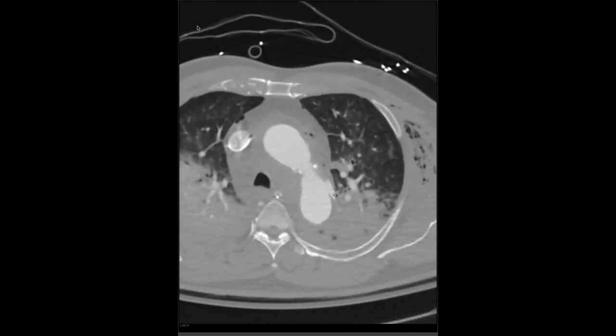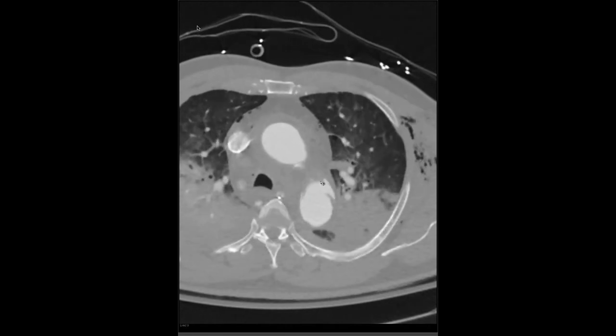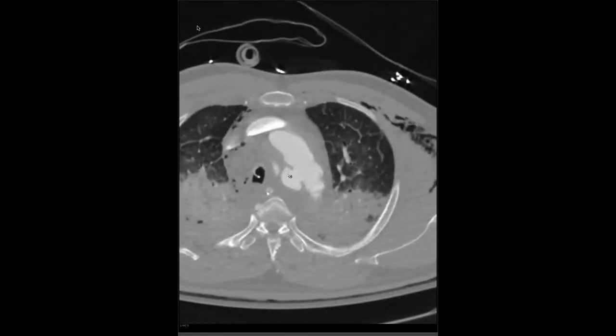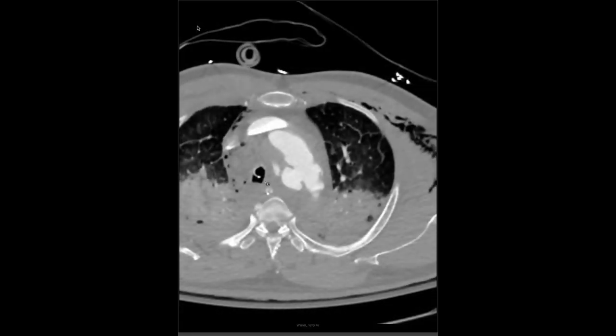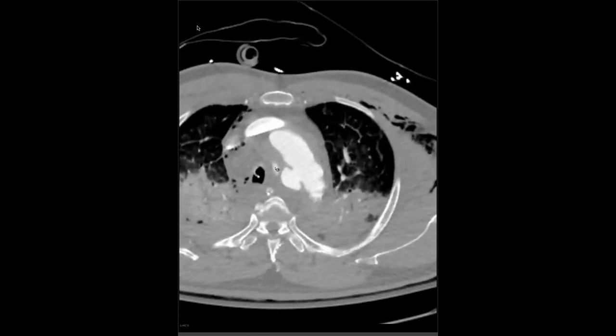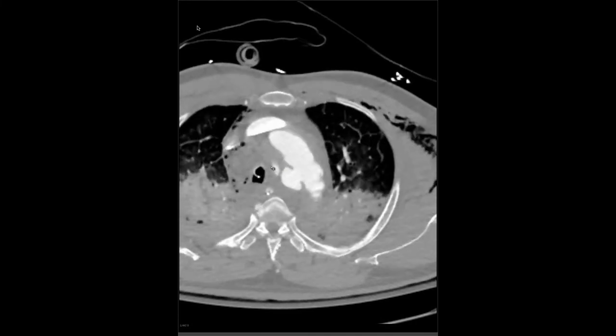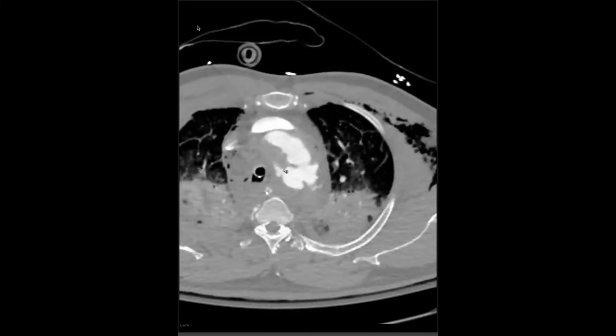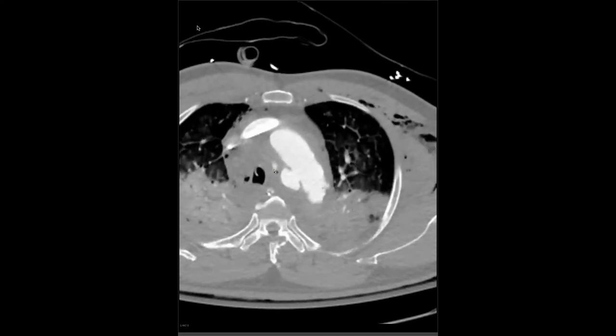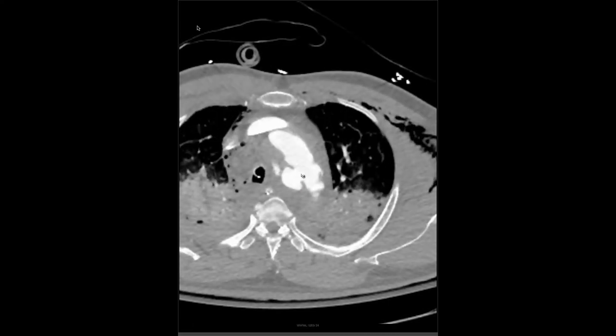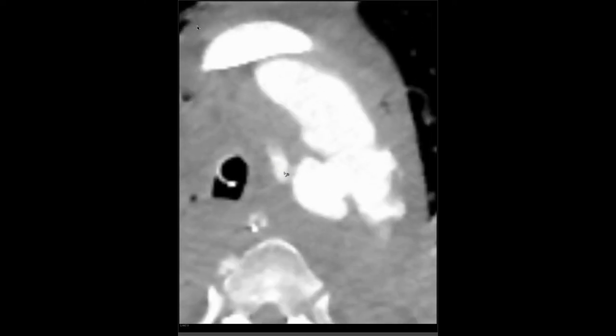There's a pseudoaneurysm appearance here, and then a pseudoaneurysm appearance here. So that would be a grade 3 aortic injury in and of itself. This is the first time I'd seen this. You can see there's a collection of contrast coming off of one of the pseudoaneurysms. I thought this was going to be more of a grade 4 with active extravasation, as you can see this material coming off immediately there.